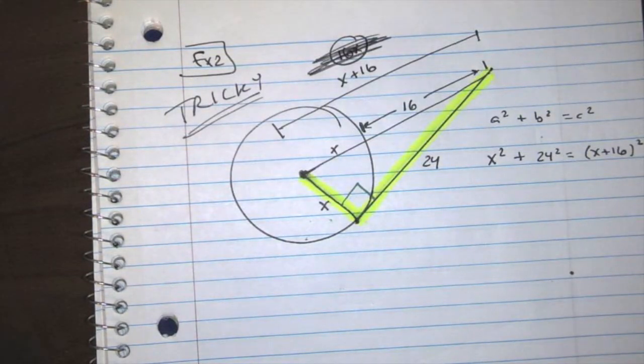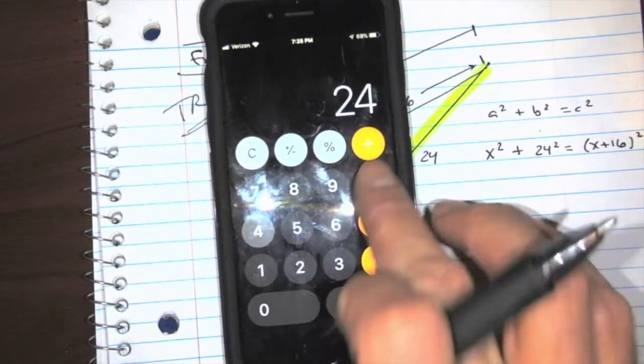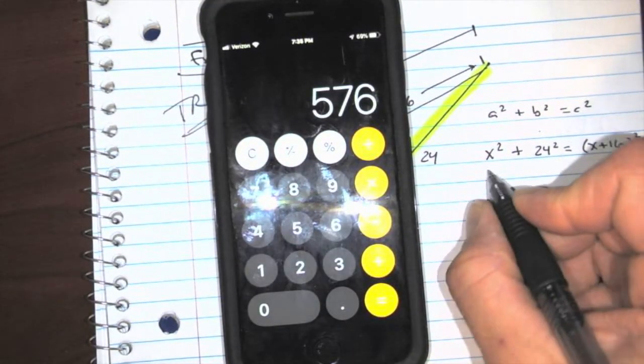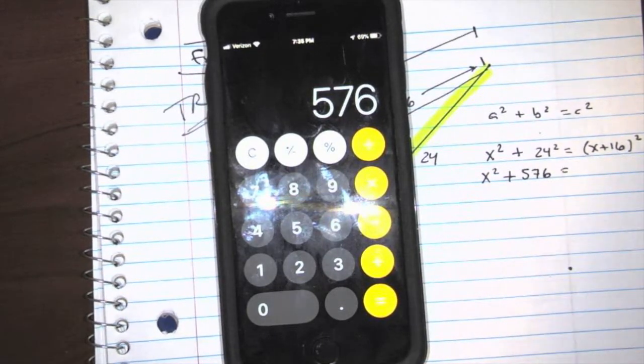All right. I need to get my calculator off my phone. I think 24 times 24 is 576. I don't know why that number's jumping out at me. 24 times 24. Yep. Cool. Plus 576 equals. Here's another place that you can make a mistake.